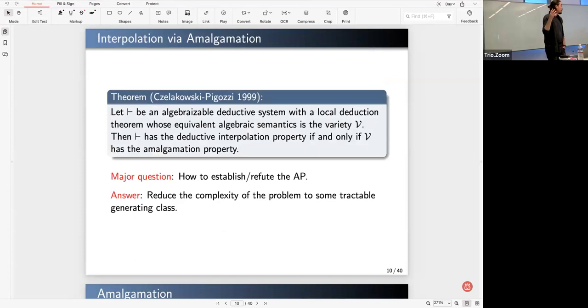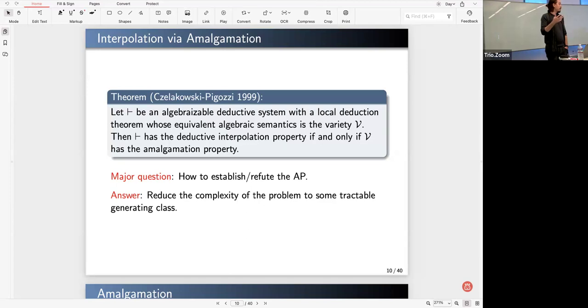Another approach, which I think is in line with the interests of a lot of people here, is to approach things algebraically. So if I take some kind of deductive system, some kind of consequence relation, and I think about it having a good algebraic semantics, which is quite a common feature of many logics, then under appropriate technical circumstances, the consequence relation enjoys the deductive interpolation property precisely when its algebraic semantics enjoys the amalgamation property.